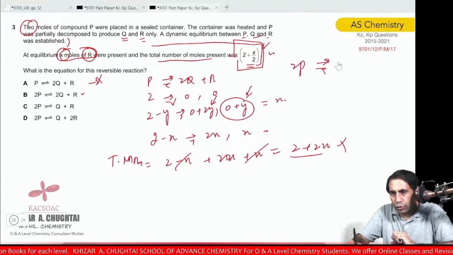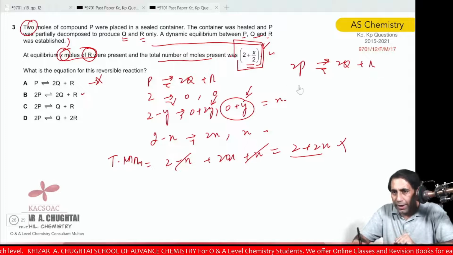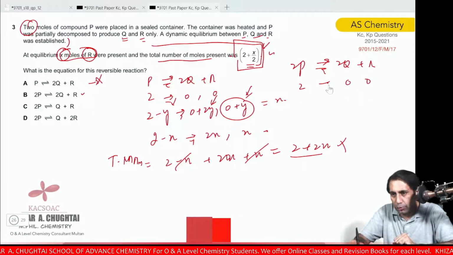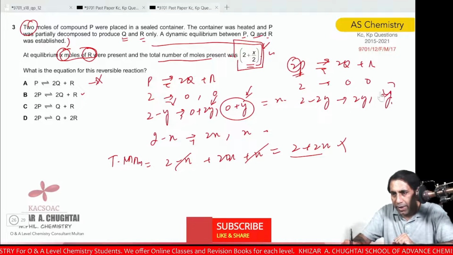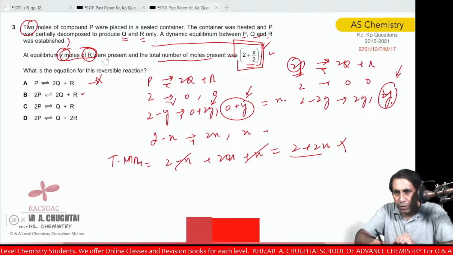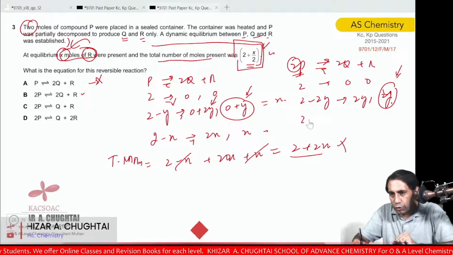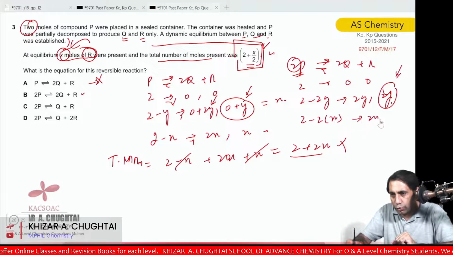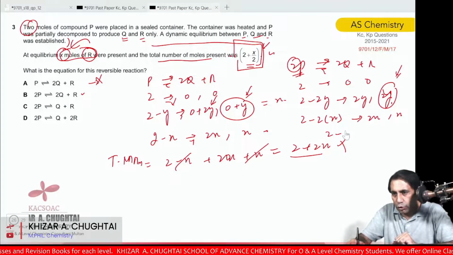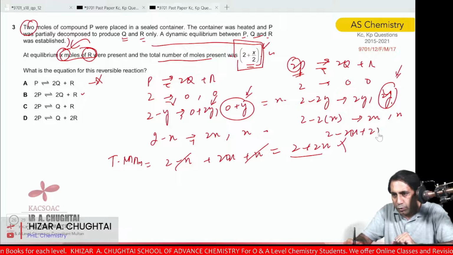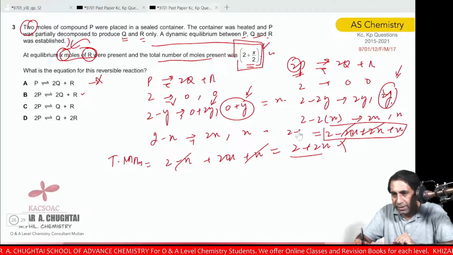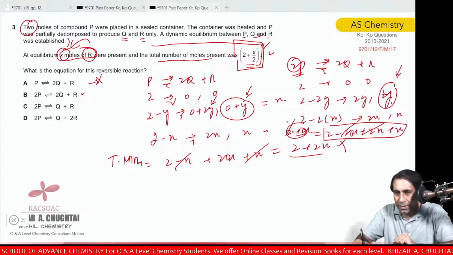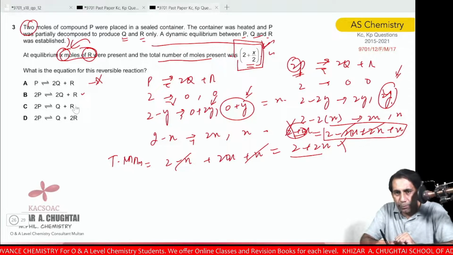2P goes to 2Q plus R. Initially, it is equal to 2 mole, 0 mole, 0 mole. 2 minus 2y, goes to 2y and just y. Again, you know y is equal to x because it is given in the question. So 2 minus 2x goes to 2x and x. So 2 minus 2x plus 2x plus x. This time the sum of moles is equal to 2 plus x. Again 2 plus x, that is not the required one. Come towards the next one.